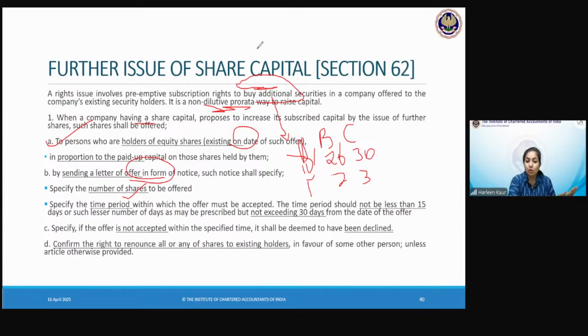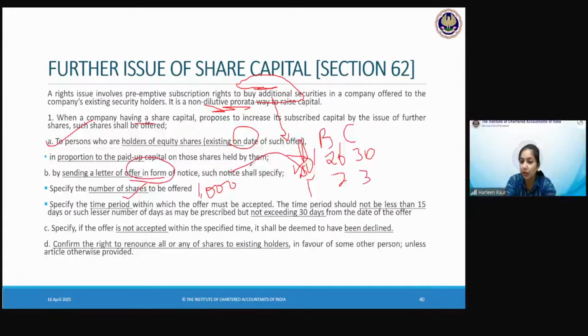So accordingly, the rights issue will be made and a letter will be sent by the company to the shareholders, on the basis of which they will take a decision whether they are going to accept these rights or not. By sending a letter of offer, you're sending a notice in which you will clearly specify the number of shares to be offered. Say, for example, I am offering 1,000 shares to Mr. A, that you have this rights issue. You can take up 1,000 shares of the company. In proportion to your share capital that you're holding, you can take 1,000 shares.